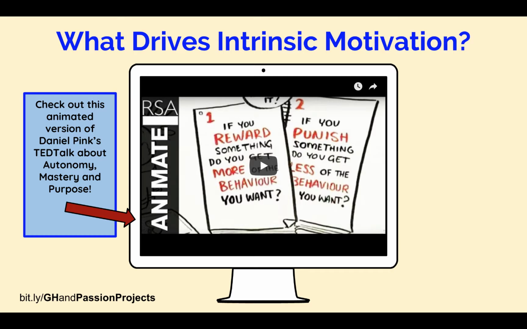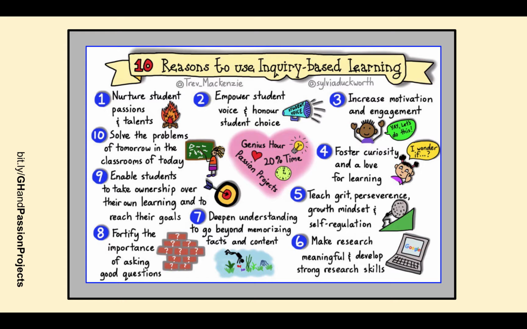So there's a wonderful video that animates his TED Talk and discusses those elements of autonomy, mastery, and purpose. And introducing a project like a passion project or a Genius Hour activity or a 20% time project, when those are done effectively, they really support those pieces of intrinsic motivation of autonomy, mastery, and purpose. As well, all of these sorts of projects tend to be inquiry-based learning activities.